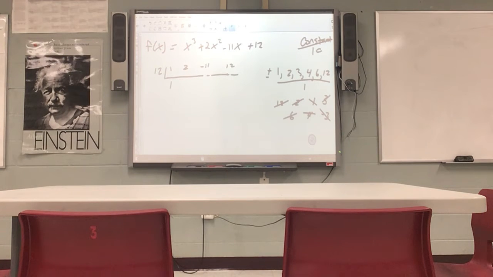Alright, so we're trying -1? Negative 1 is what Christian said. 1 times negative 1 is negative 1. I add and get 1. 1 times negative 1 is negative 1. I add and get negative 12.